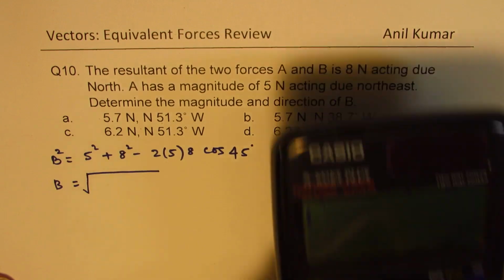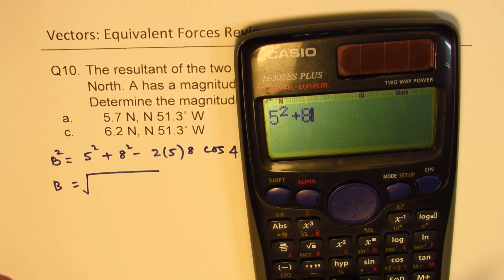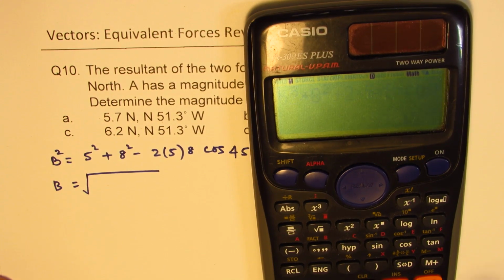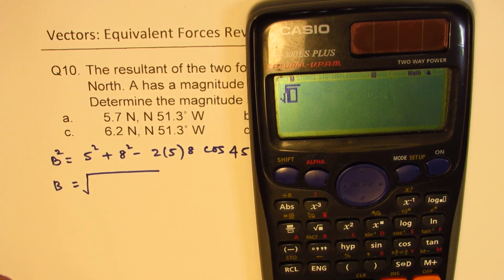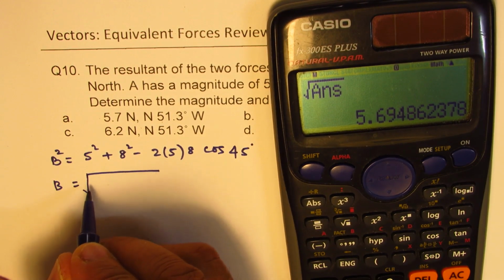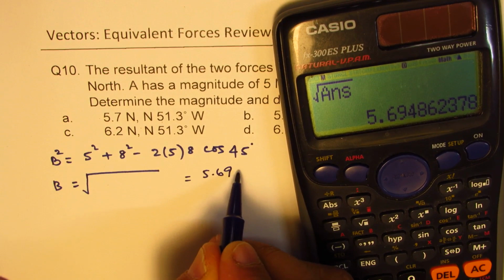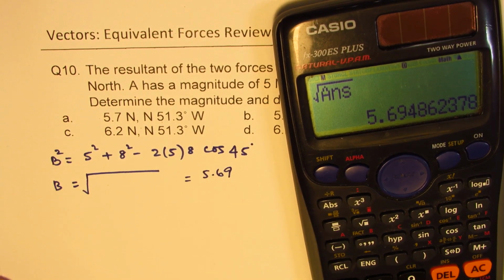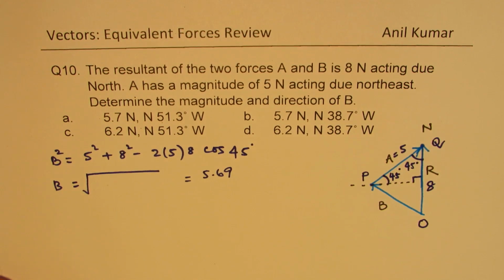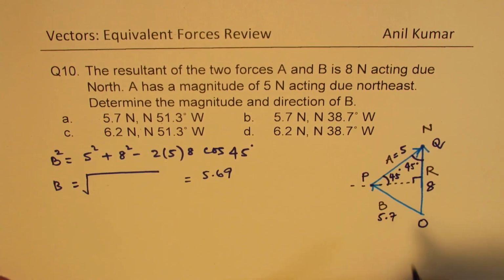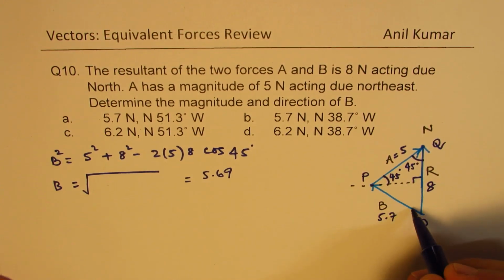So let's calculate. We have 5 square plus 8 square minus 2 times 5 times 8 times cos of 45 degrees, and we'll do square root of this answer. That gives us 5.69. Okay, so 5.69 is what we get, right? So we know the magnitude of B is 5.69. Let's say 5.7. Now we need to find this angle.